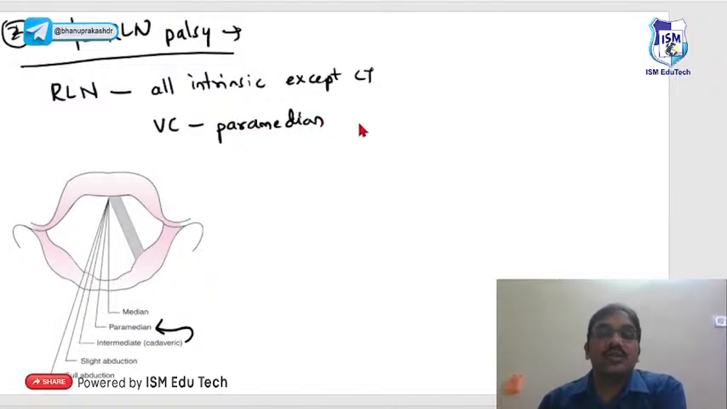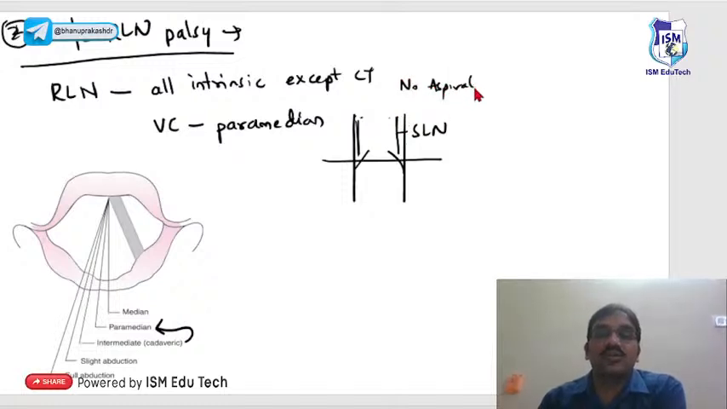And coming to the sensory supply, above the level of the vocal cords, both sides are supplied by the SLN. So here there is no SLN palsy. The sensation is intact. So no aspiration risk here. And only one side RLN is paralyzed, and the vocal cord comes to lie in paramedian position because the SLN is intact over here.